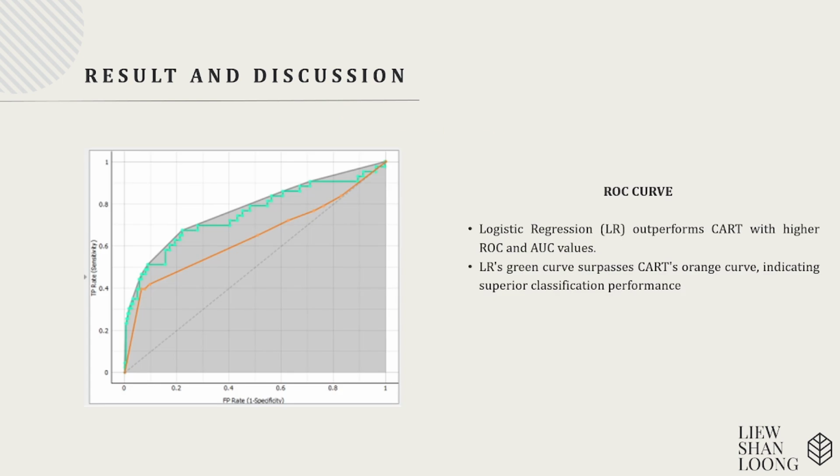So this is the ROC curve analysis. We can see that logistic regression outperforms CRT with higher ROC and AUC value, while the LR green curve surpasses the CRT orange curve, indicating the superior classification performance.